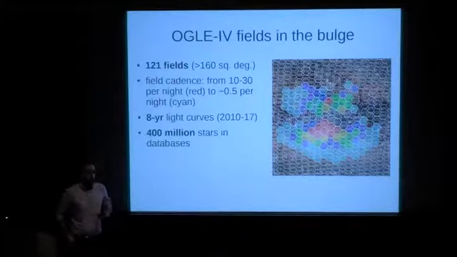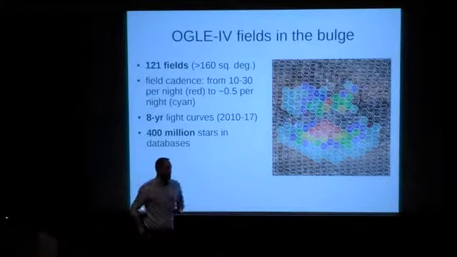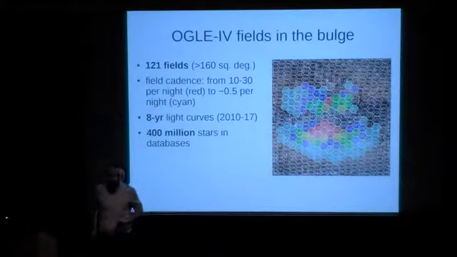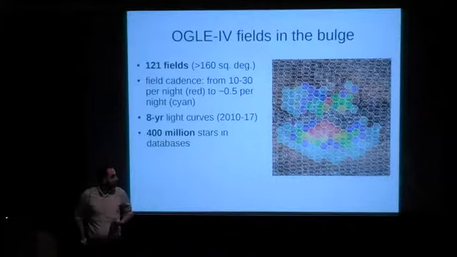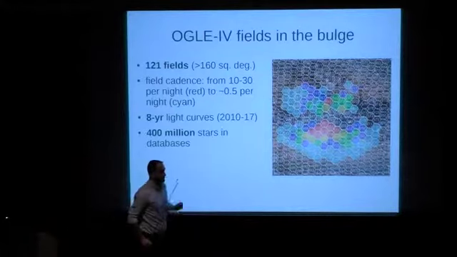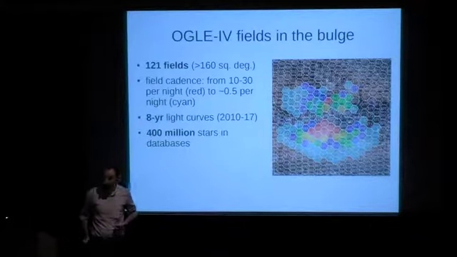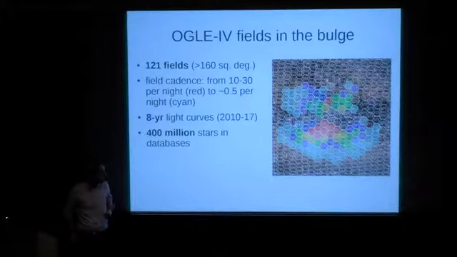We observed the galactic bulge with varying cadence, starting from observations every 20 or 60 minutes. Some fields are observed every 2 or 3 days, but this is still sufficient to find microlenses there. I analyzed the data from 8 years of OGLE, from 2010 through 2017. I analyzed over 400 million stars in our databases.